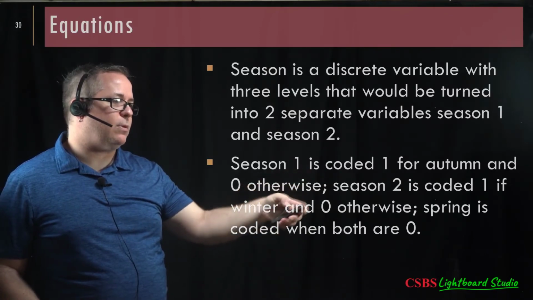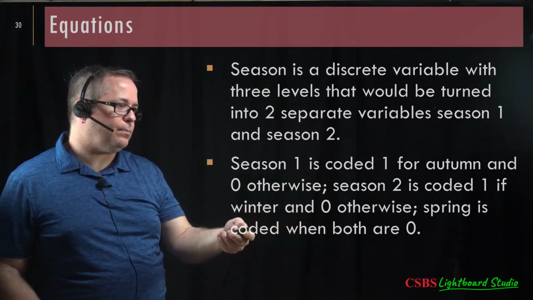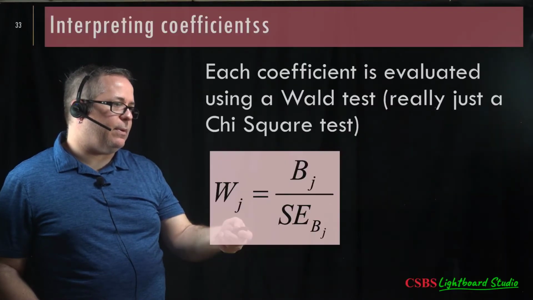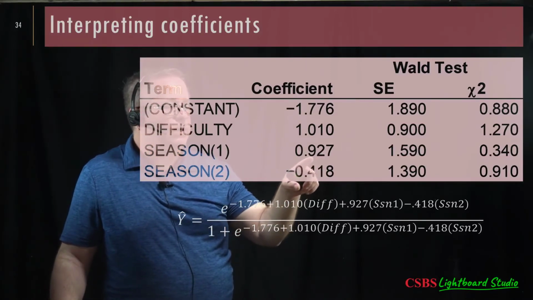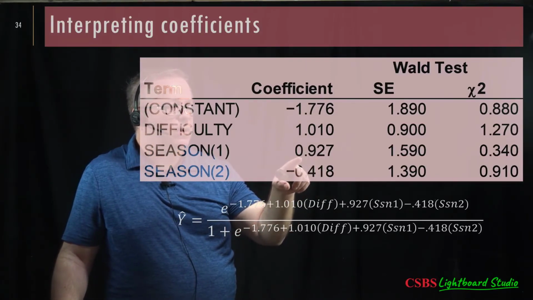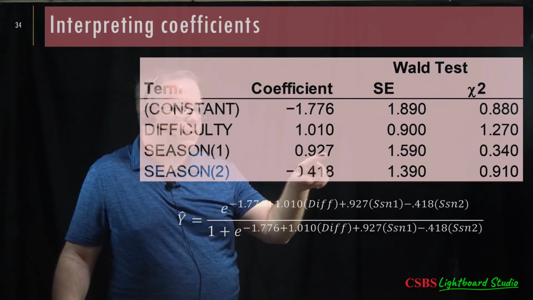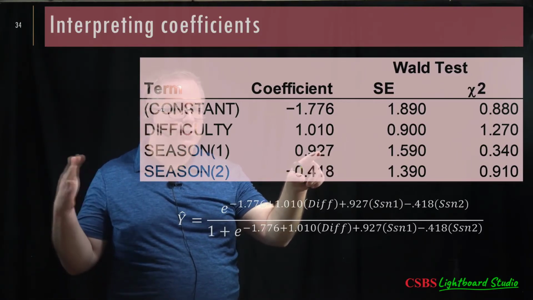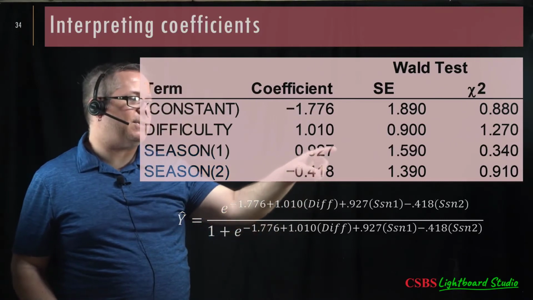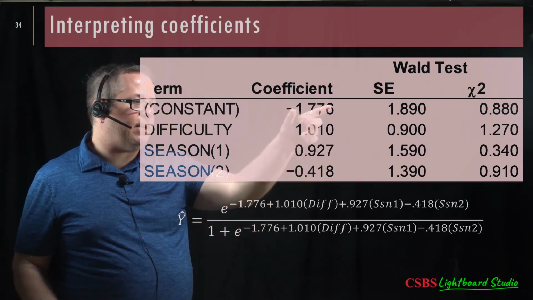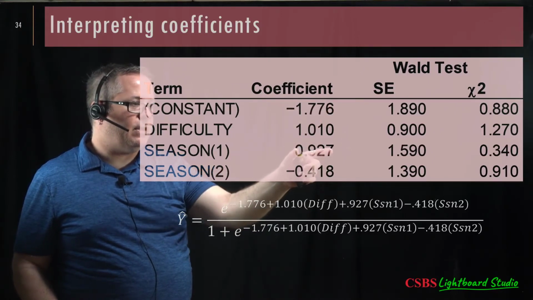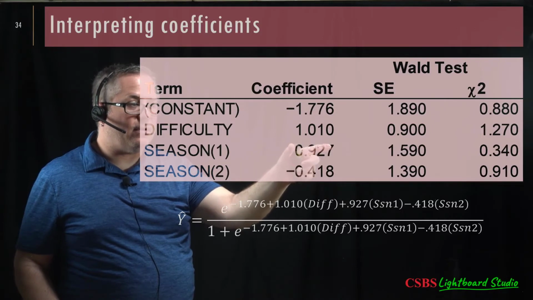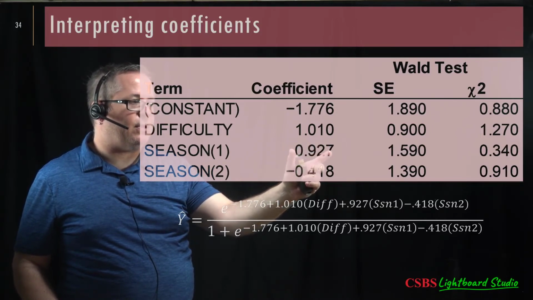Season 1 is coded 1 for autumn. So if I'm skiing in autumn, I'm actually going to go up 0.927 units. My logit version of falling is going to go up 0.927 units away from this negative 1.776, which is our spring skiing. So if we're skiing in fall and autumn, our chance of falling is going to go up 0.927 logit units.